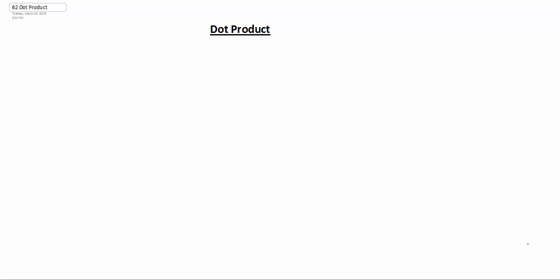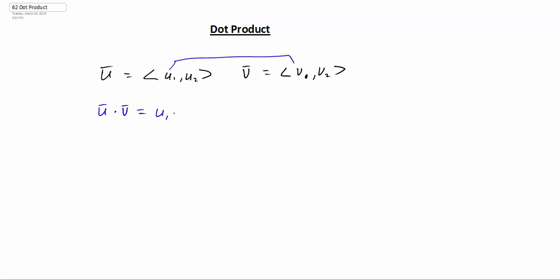Now here we're going to look at what's called the dot product, and the dot product here is when we're going to actually multiply two vectors together. We have one vector u, with components we'll call u sub 1 and u sub 2, and v, with components v sub 1 and v sub 2. The way we multiply using the dot product, if we take u dot v, is we simply take u1 times v1 plus u2 times v2.